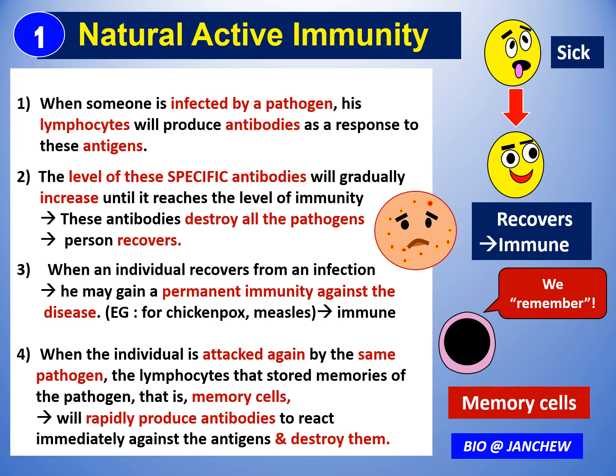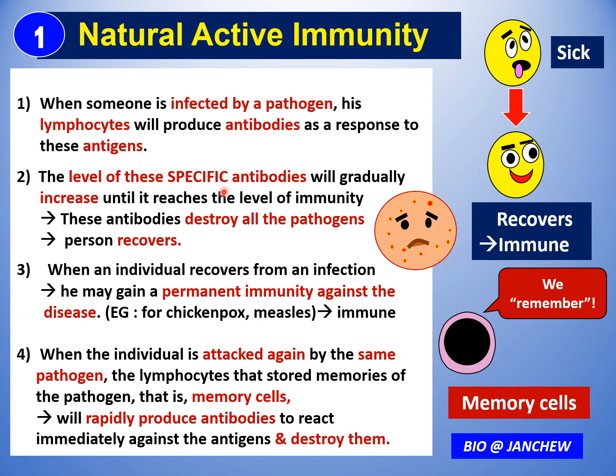So now we are going to go into more details about the different types of immunity, and we start off with natural active immunity. Okay, so when someone is infected by a pathogen, that means the pathogen has invaded his body, and his own lymphocytes will produce antibodies as a response to these antigens. These antibodies are proteins, substances that can bind to the antigens and then promote the destruction of the antigens in the body.